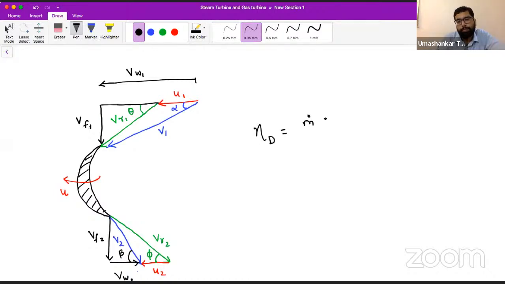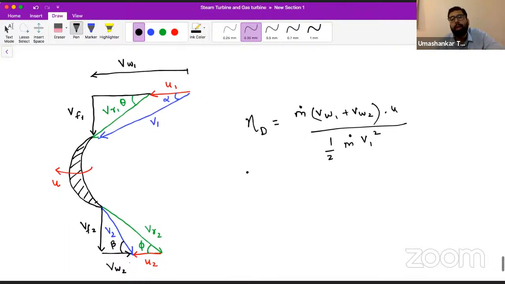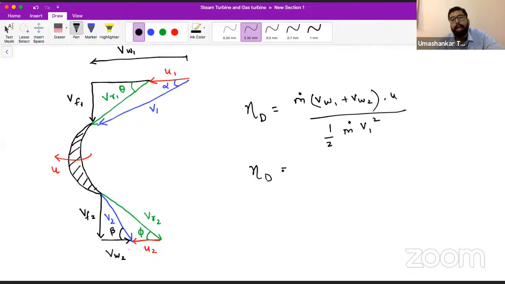The output is m dot (Vw1 plus Vw2) into U, and the input, since I'm talking about the diagram efficiency, is half m dot V1 square. So from here we can write that the diagram efficiency is equal to 2 (Vw1 plus Vw2) U upon V1 square.